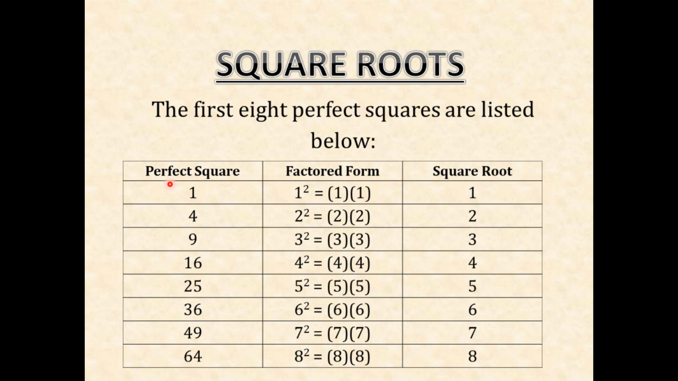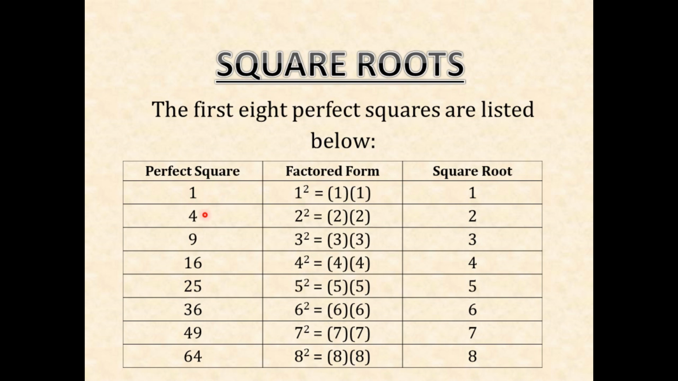So we have here the first 8 perfect square examples from 1 up to 64. These numbers are called perfect squares because they are the result after multiplying a number by itself. This is in factored form. So 1 is being multiplied by itself, or that is 1 squared. The result is 1. Now if we extract the square root of 1, that is equal to 1, because this is the number multiplied by itself to obtain 1.